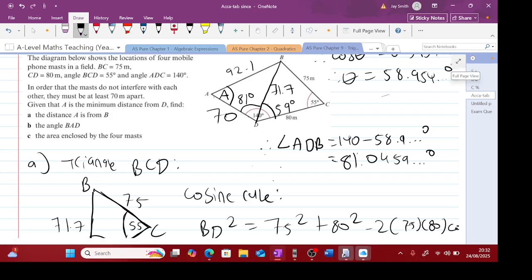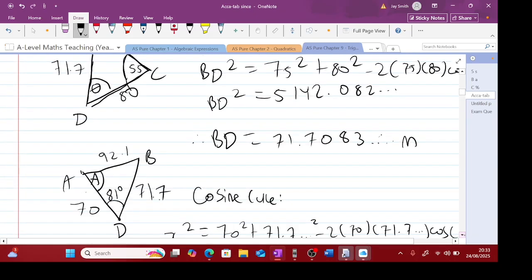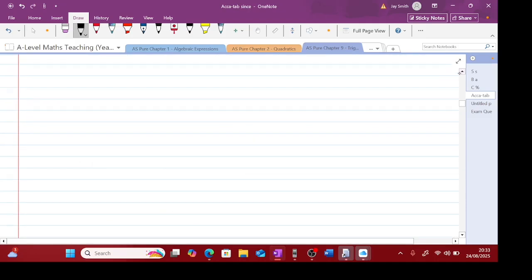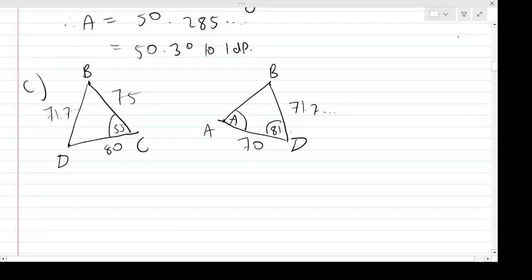Right, so then part C says, find the area enclosed by the four masts. So we want the area of the whole shape, right? In other words, we want the area of both triangles. I'm going to redraw the triangles I've already got. Right, so I've drawn the two triangles. So we basically need to work out the area of both of them.